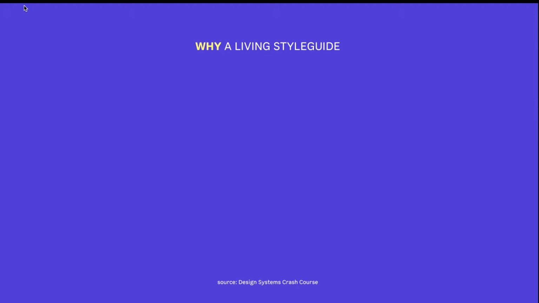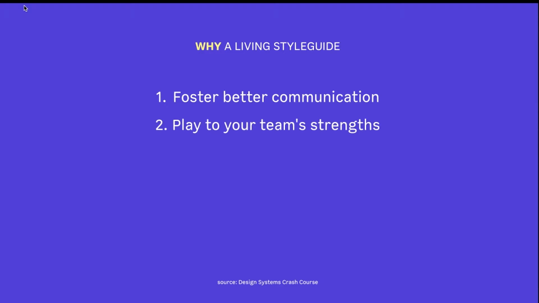So I want to talk about why we would do this. One reason is to foster better communication and play to your team's strengths, right? If you have a living style guide, people who are good at specialized things can focus there, and maybe less on the UI and those specific components. Avoid conflict between teams. One thing I see a lot is designers or other stakeholders calling things different names in a project. This can really help unify by having a public coded style guide.